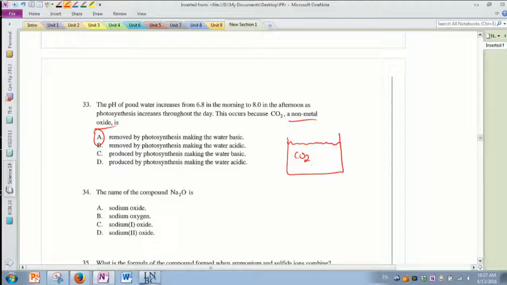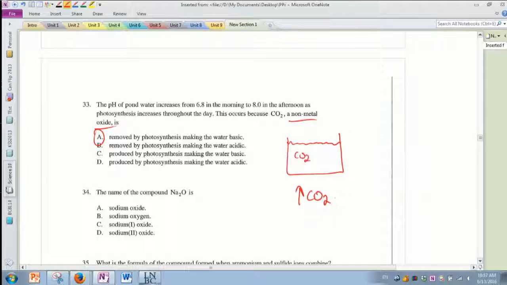Photosynthesis increases throughout the day. So we're getting more basic. We're getting an increase in CO2. Okay, sorry, I'm just trying to think about what's going on here. So photosynthesis is taking CO2 out, the water is becoming more basic. I think I'm happy with A still.